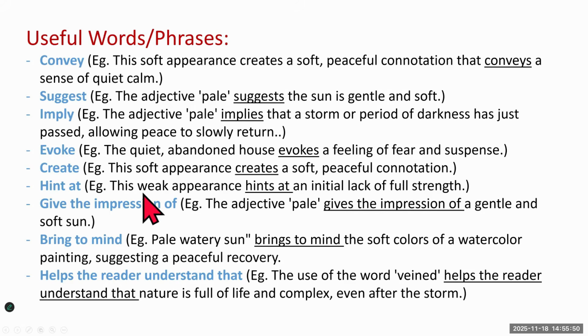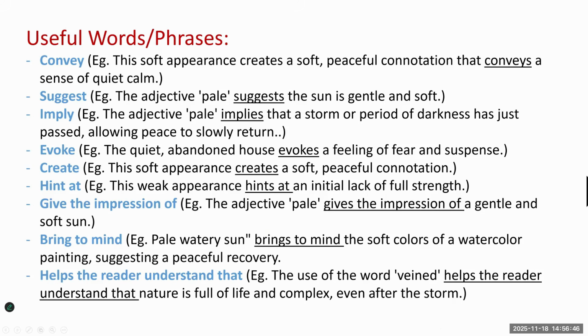Hint at. This weak appearance hints at an initial lack of full strength. Give the impression of. The adjective pale gives the impression of a gentle and soft sun. Bring to mind. You will probably not use the last 3 as much. Pale watery sun brings to mind the soft colors of a watercolor painting, suggesting a peaceful recovery. Helps the reader understand that. The use of the word veined helps the reader understand that nature is full of life and complex even after the storm.